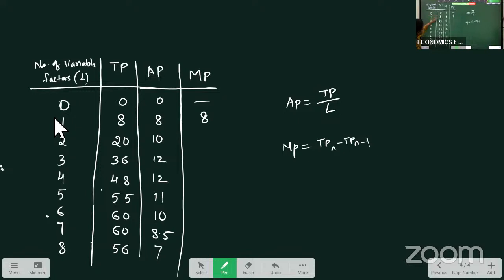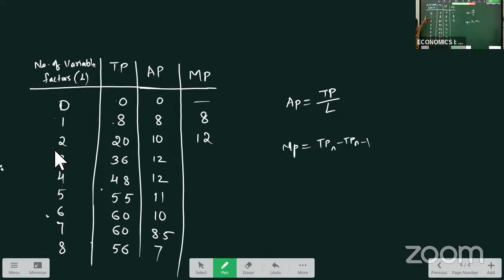How much extra have you produced here? Earlier only one labor used to produce 8. Now 2 people together are producing 20. So how many extra units are they producing? 12. See, 20 minus 8. Or to 8, if you add 12, you will get 20. One extra labor, 12 extra output we are getting.